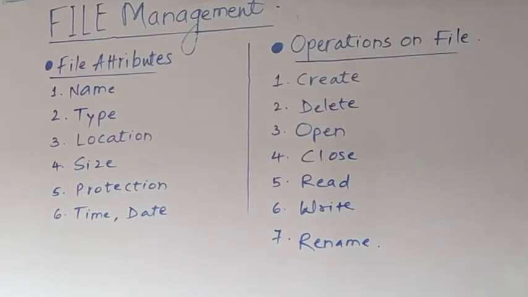The next file attribute is location. With location it is specified where inside the computer hard disk that file is stored, maybe in D drive, E drive, F drive, or C drive, and in that drive, in which directory that particular file is available. So it will be specified with the location.